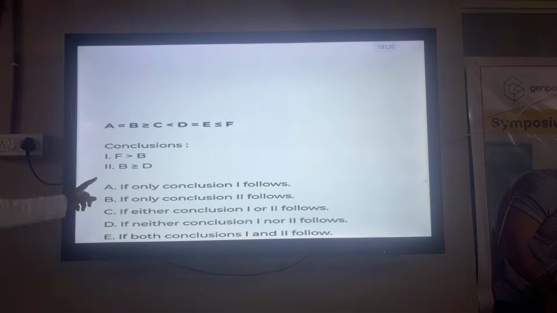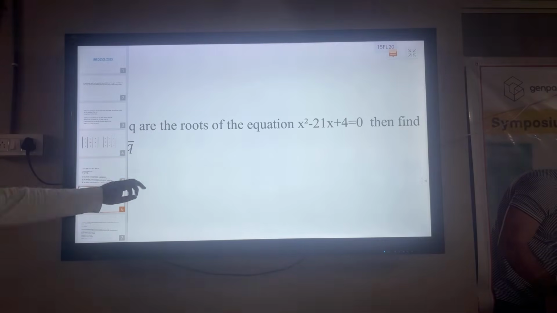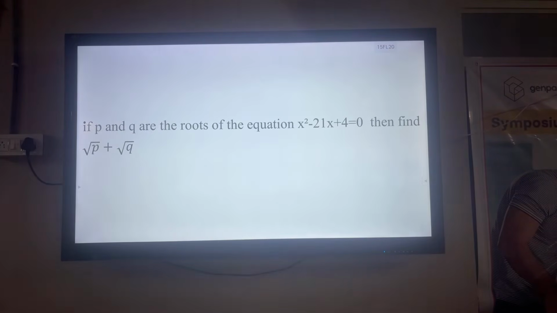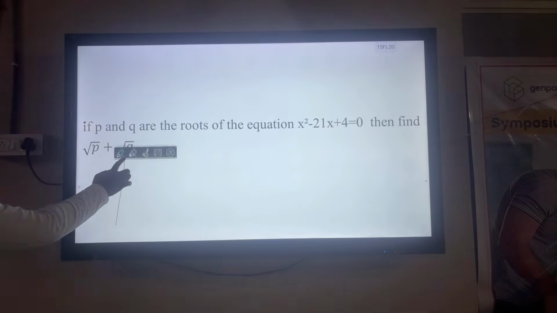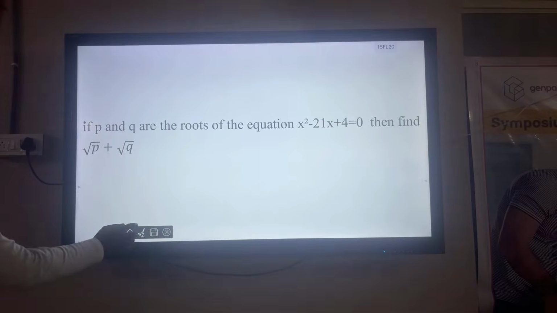Ready? One more. Can you answer this question? It is from equations.